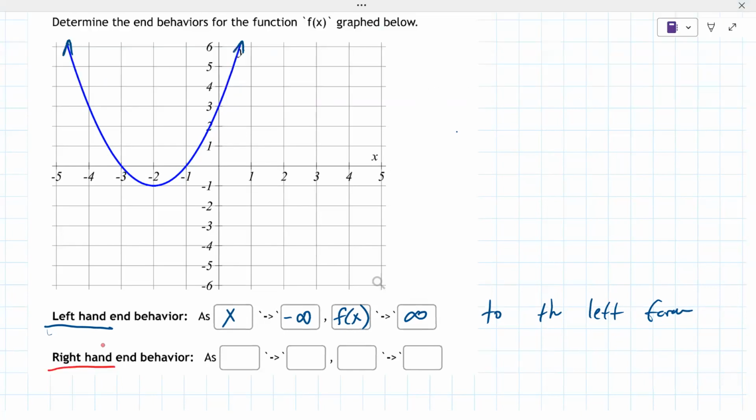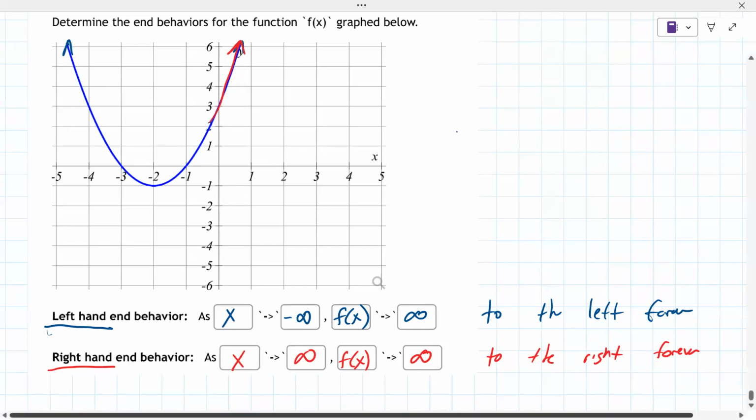Now the right hand behavior is to the right forever. So this time it says X goes to infinity. So that means to the right forever. Well, what happens to the Y values when you go to the right forever? It goes to positive infinity. Yeah.